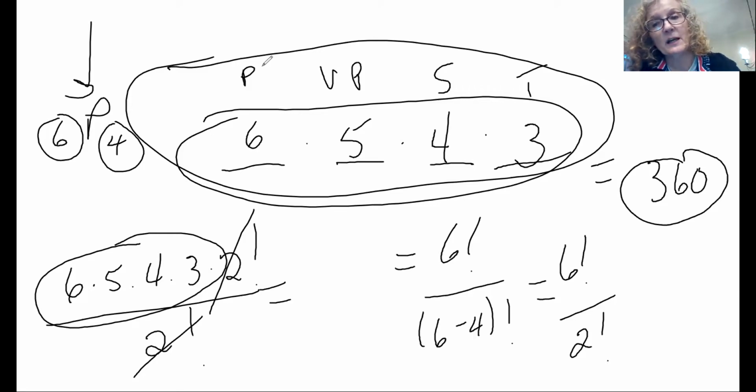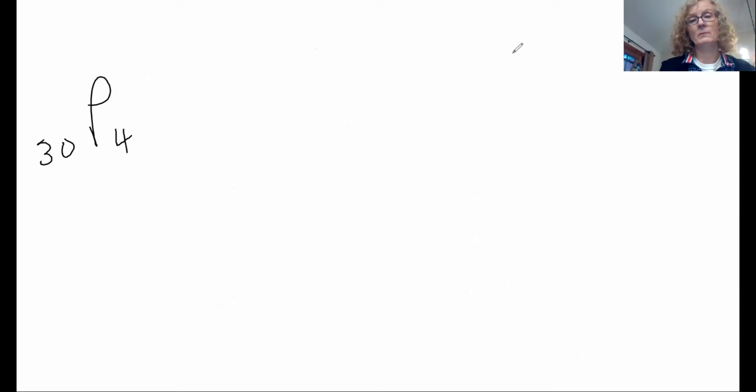You can just do a setup like I just did here, where you can do the formula. It's totally fine. Now let's just do a different example. Let's suppose that your organization grew, and now you've got 30 members, but you still need to pick 4 officers.